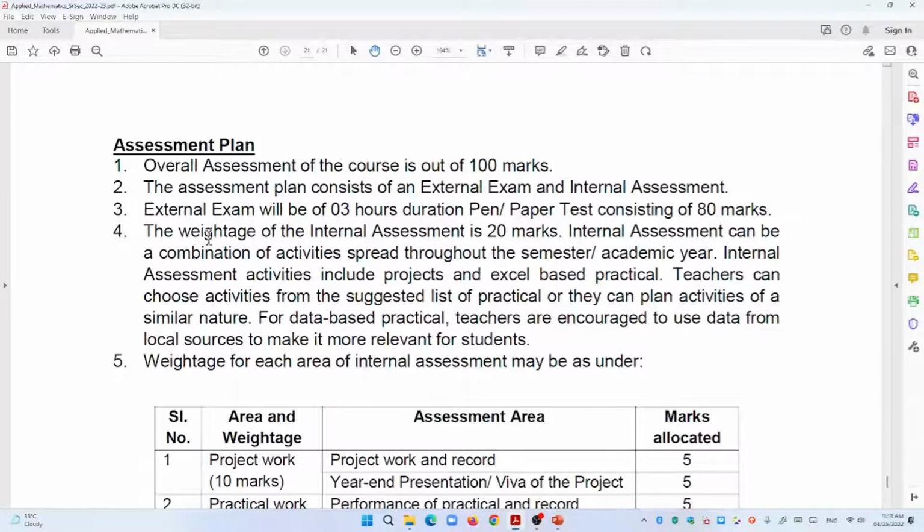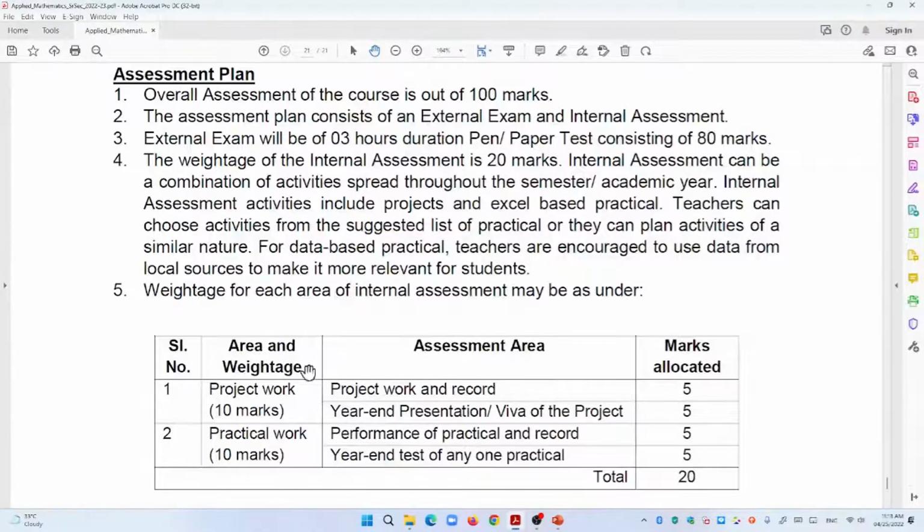2022-23. The external exam will be of 3 hours duration, which is a pen and paper test consisting of 80 marks. And the weightage for internal assessment is 20 marks, which can be done as combination of activities throughout the semester or the academic year. So the area and weightage for project work and practical work and the assessment area are given here.